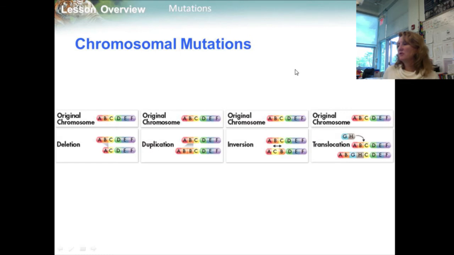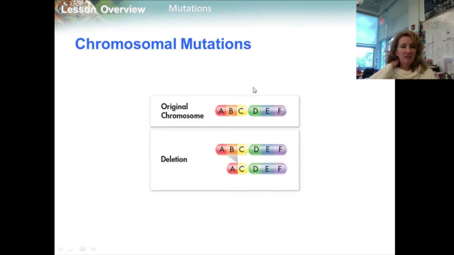All right, let's look at chromosomal mutations now. Chromosomal mutations involve changes in the number or structure of chromosomes. These mutations can change the location of genes on chromosomes and can even change the number of copies of some genes. There are 4 types of chromosomal mutations: deletion, duplication, inversion, and translocation. Okay, let's look at those first.